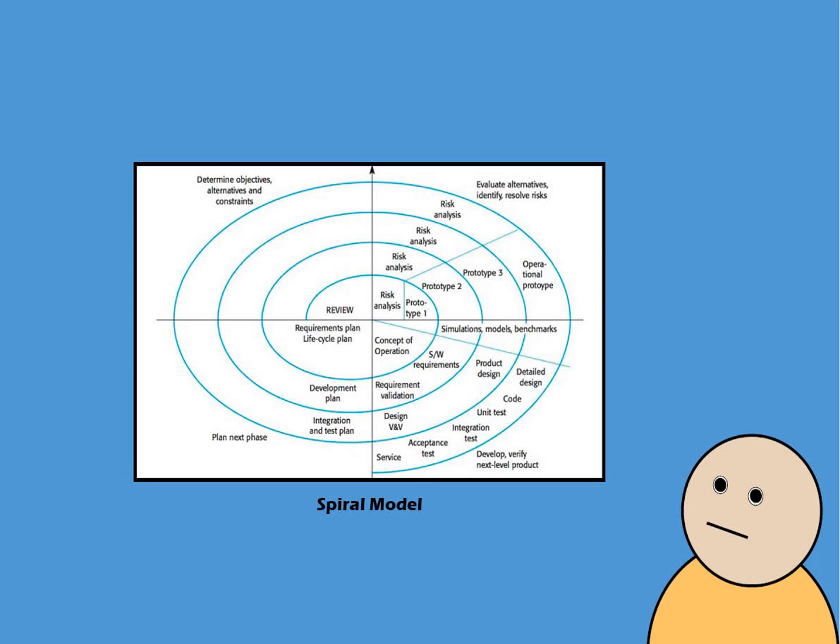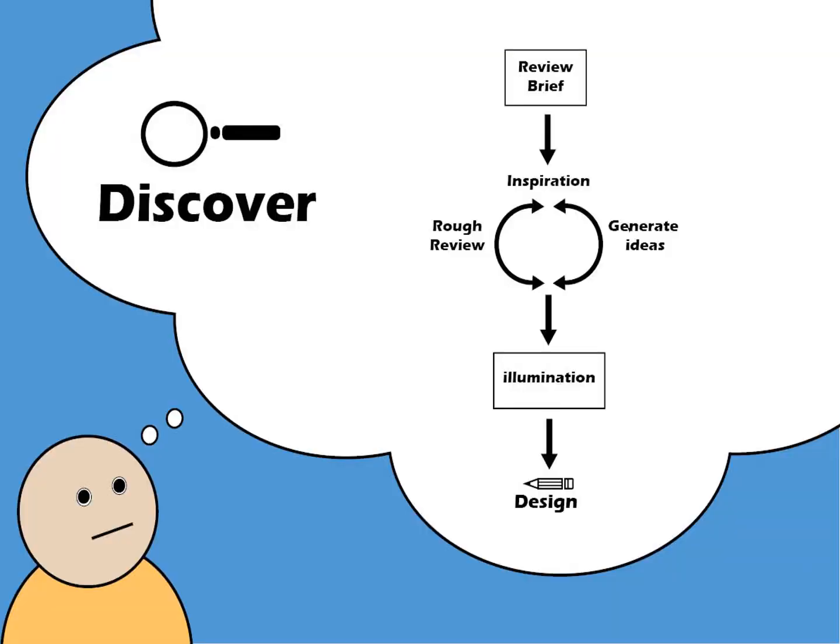An iterative approach works well for me because it allows me to vastly explore my options and make sure my ideas and solutions are well thought out, planned, and executed efficiently. The first stage of my process is the discover stage. Here I review the brief, research and look for inspiration, then generate ideas and do a rough review. These steps are repeated until a solid idea or solution is created or an illumination is had.